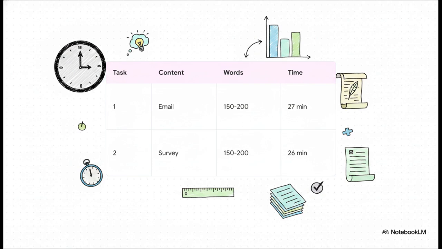But look at that word count for Task 1. 150 to 200 words, with a suggested time of 27 minutes. Time management and hitting that strict word count, those are your absolute first non-negotiable hurdles. Going too far under or over is definitely going to cost you.